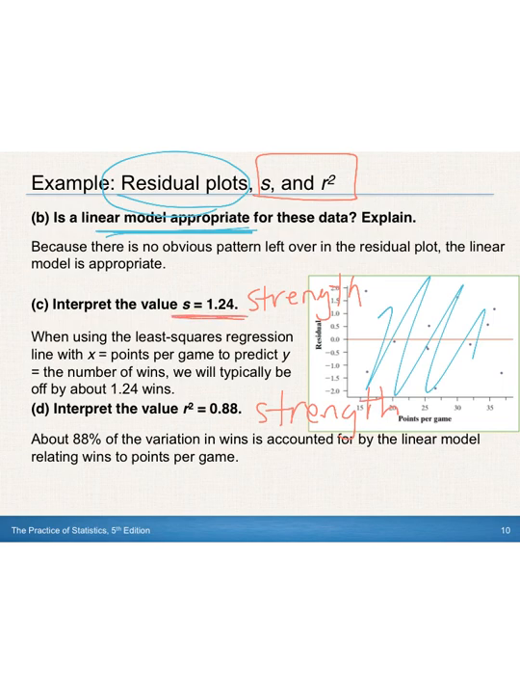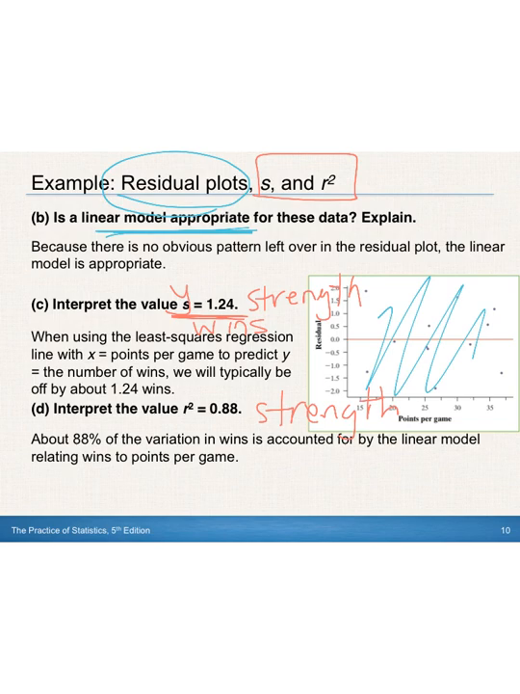Notice that 1.24 does have units. It talks about the wins, which is the y value. It says the least squares regression line that we have, where x is points per game and y is number of wins, will typically be off using that least squares regression line by about 1.24 wins.